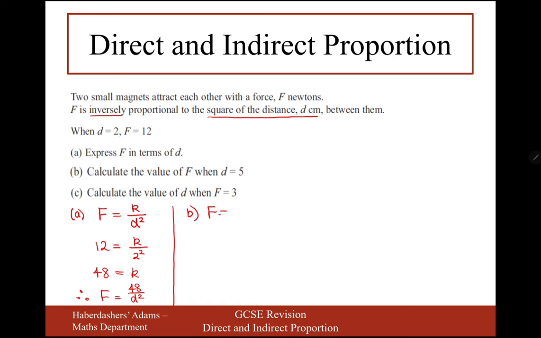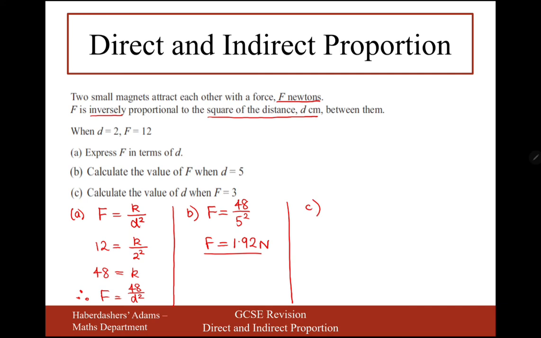So take the formula and substitute in 5. So 5 squared. So on my calculator, I'm now going to do 48 divided by 25, and I get 1.92. Lovely, there we are. And we know that that's going to be newtons. And moving on to part C.